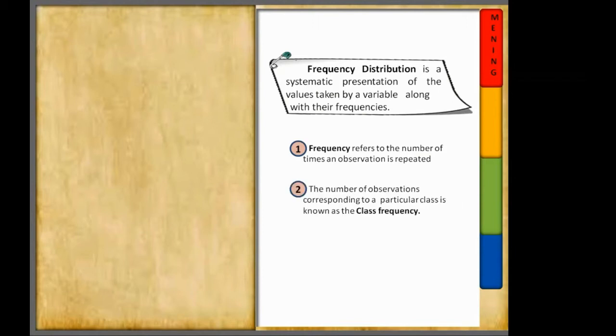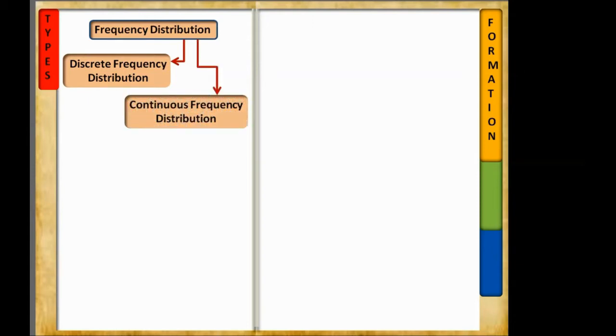The number of observations corresponding to a particular class is known as class frequency. Class frequency is a positive integer including 0. There are two types in frequency distribution: discrete frequency distribution and continuous frequency distribution.